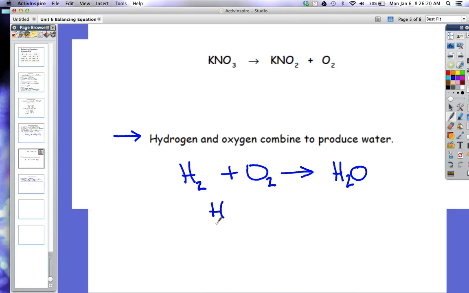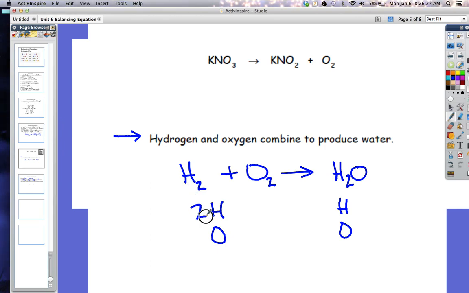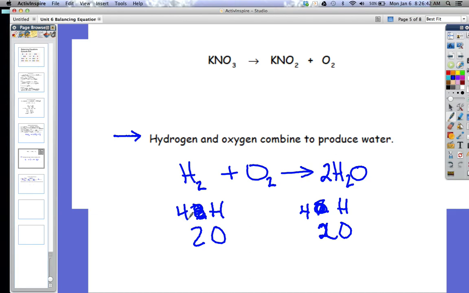We would go H and O, and I think we've already done this one. I've got 2 hydrogens here and 2 hydrogens here, 2 oxygens here and 1 here. So I'm going to put a 2 in front of that. Gives me 2 of those, but it changes this to 4. And so I need to change this to 4 by putting a 2 in front of that. So we're going to practice these in class together.